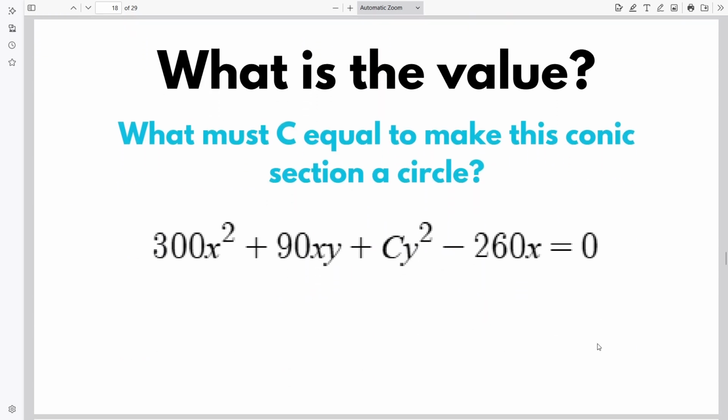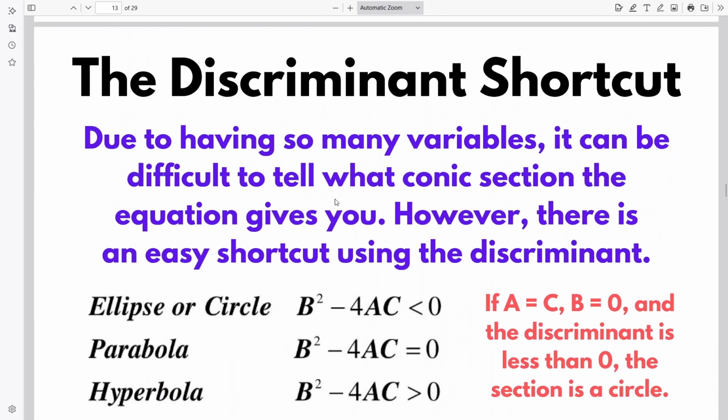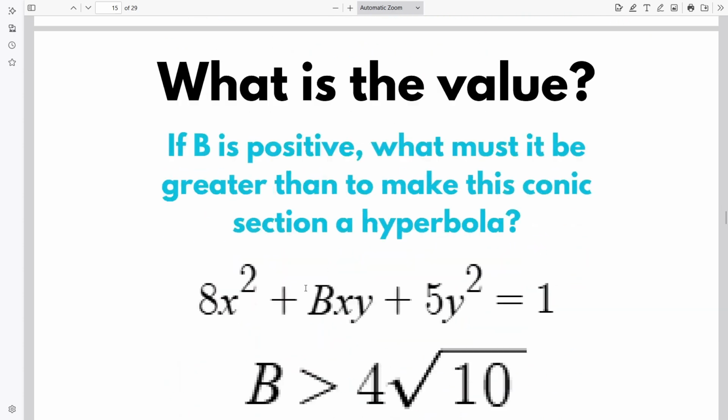Once again, what must c equal to make this a circle? I'll give you some more time to figure that out. Once again, this term doesn't matter. The discriminant shortcut only uses a, b, and c. Remember, for ellipses or circles, b squared minus 4ac must be less than 0. That must be true in order for it to be an ellipse or a circle.